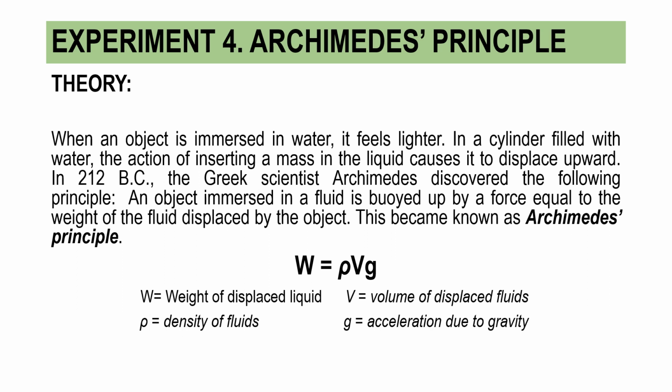In formula, we can write Archimedes' principle as W is equal to rho multiplied by V multiplied by g, where W is the weight of the displaced liquid, rho is the density of the fluid, V is the volume of the displaced fluid, and g, which is constant, is the acceleration due to gravity.